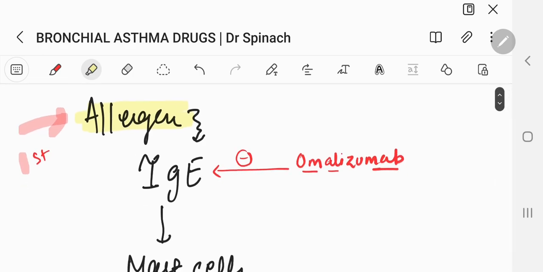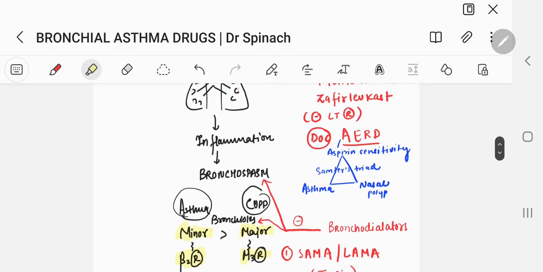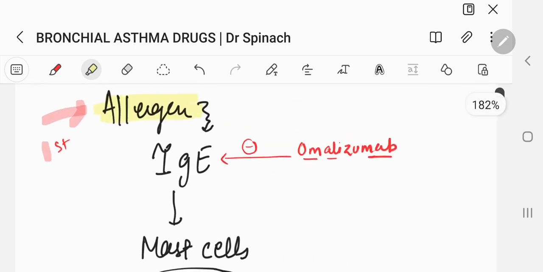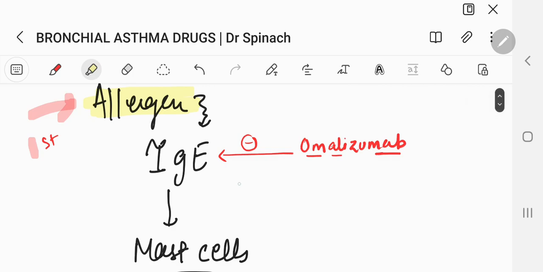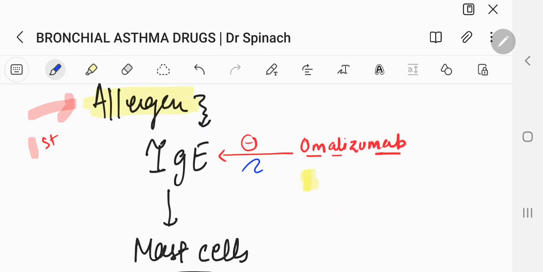Now we can look at medications at each level of the process and try to block the process. So let's look at the medications that we can use. We can block the IgE antibody by giving a monoclonal antibody. This immunoglobulin can be blocked by giving the monoclonal antibody known as omalizumab.